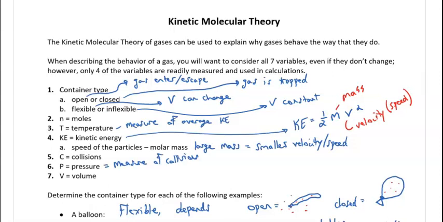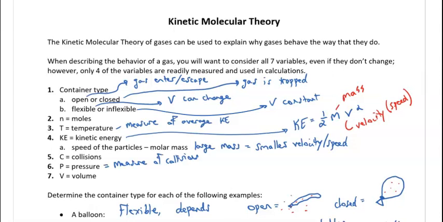Right, hello chemistry students. Today we're going to be talking about the kinetic molecular theory of gases, which is a way for us to describe the motion of gas particles conceptually. We're going to be learning about this mathematically in just a few days when we talk about the combined and ideal gas laws.